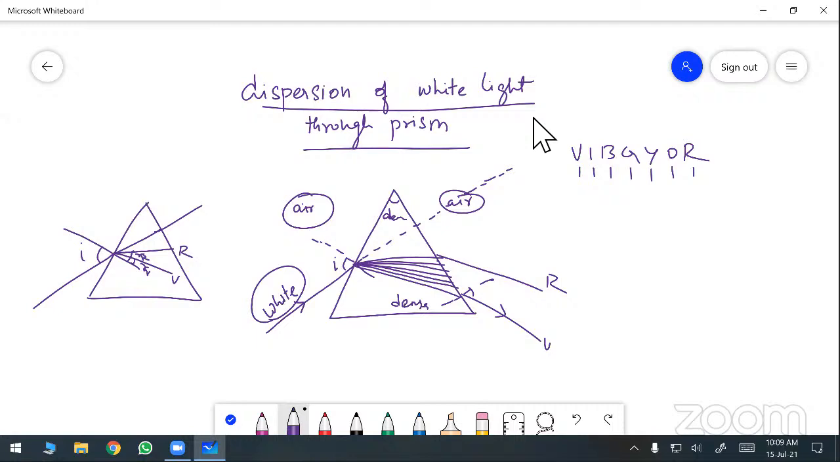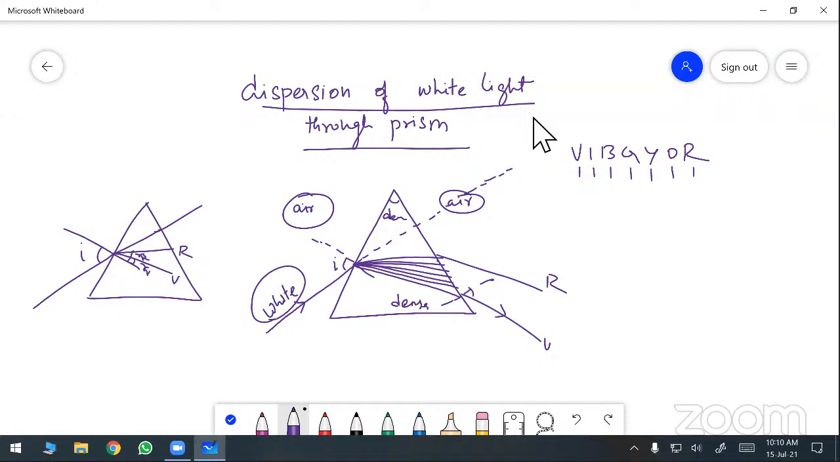So the polychromatic light incident on the surface of the prism splits into colors from violet to red. This phenomenon is called dispersion. Dispersion means splitting of white light into constituent colors, violet to red. The medium is called a dispersive medium.